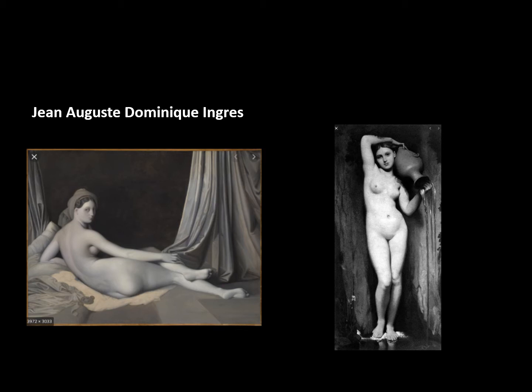So Ingres is considered a neoclassicist, and his time frame is the early to mid 1800s. And Ingres is a consummate draftsman. He draws very, very well. He was schooled in what would have been the academy, or an academic approach to drawing and painting, which basically means that there's a very strong formula for how students learn.